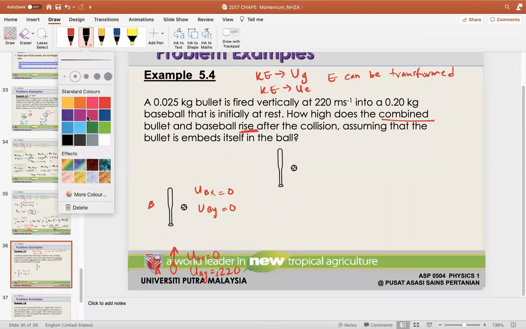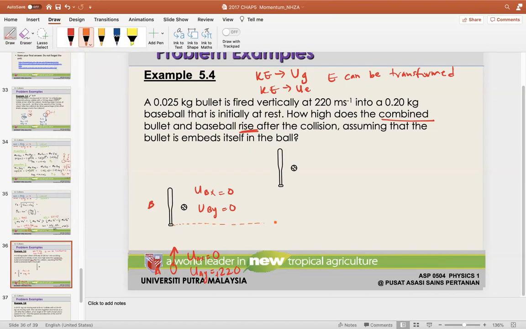Let me use a different color, orange. So this was our initial height, and after the embedding, they move together. This was situation one, this is situation three, meaning this is after collision. So this was my initial height, and this was my final height. So this is what we are trying to find, delta H. We are trying to find delta H. You need to write this nicely, H final and H initial.